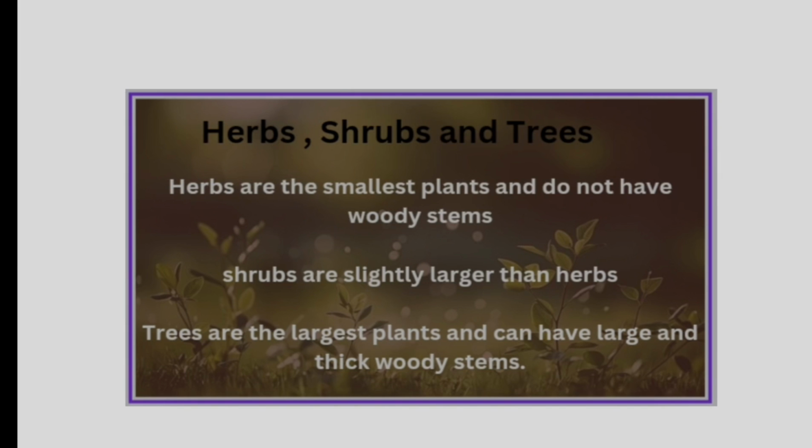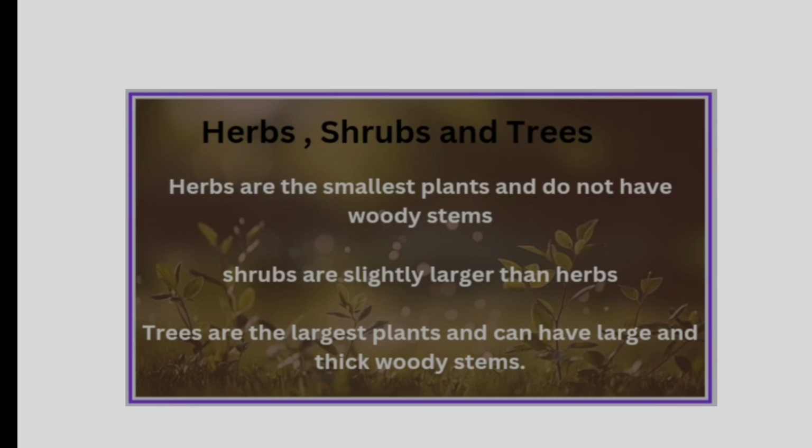First, we'll see about herbs. Plants with green and tender stems are called herbs, and they are usually very short and may not have many branches. For example, we can say carrot plant and tomato plant. These plants usually look very short and they have very tender stems.